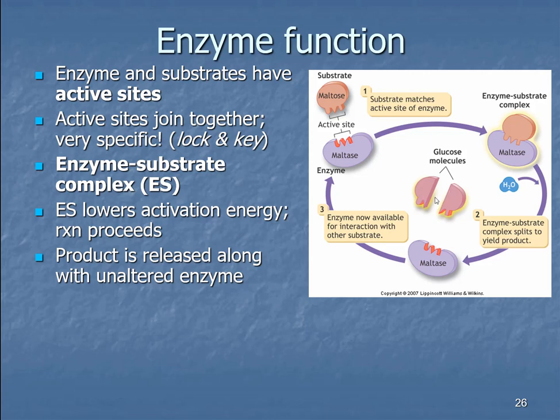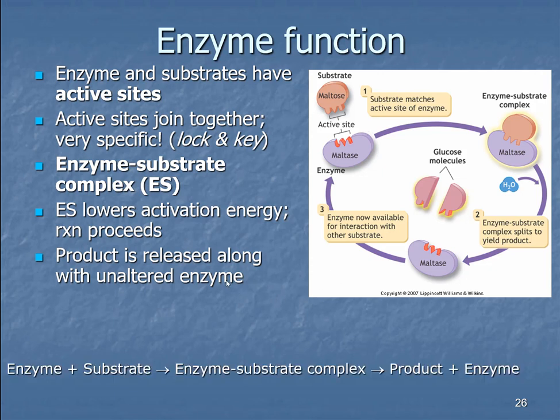So in this case we end up with what are called products, and they're not the same as the substrate. The substrate was reacted and formed two products. The enzyme catalyzed that reaction and was released in an unaltered form, so it's free to catalyze another reaction. The simple way to look at this: enzyme meets a substrate, you get an enzyme substrate complex, and what's left at the end are the product and the unaltered enzyme.